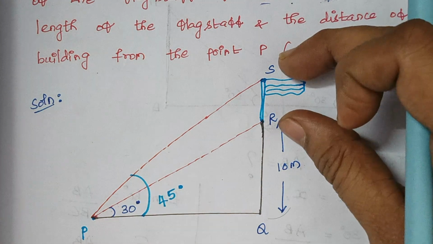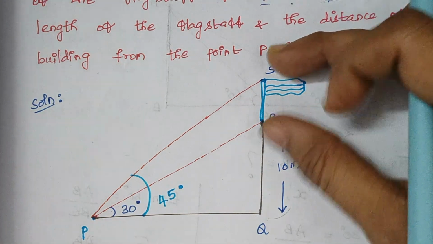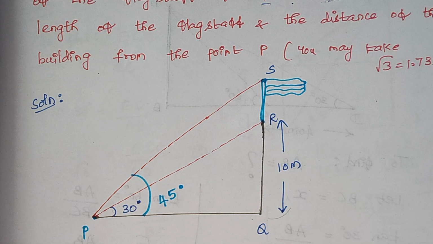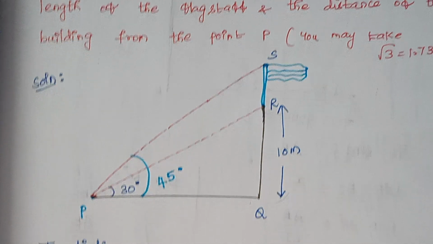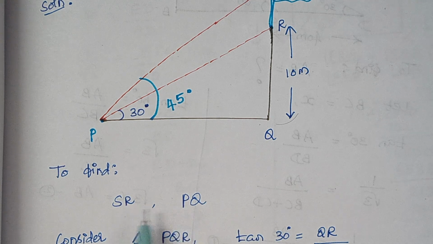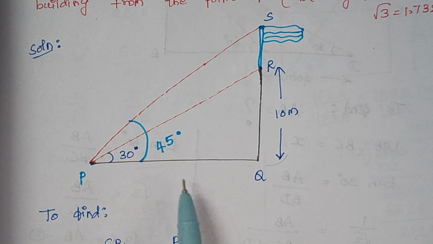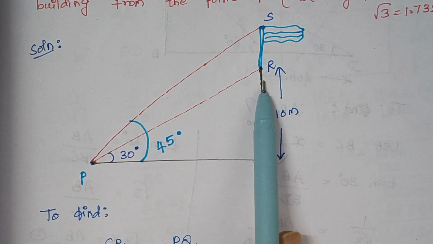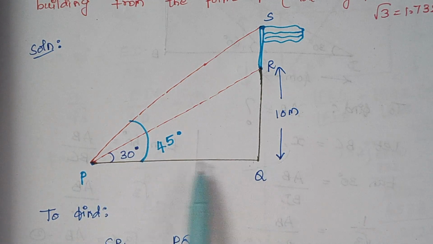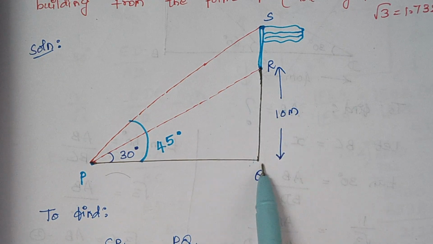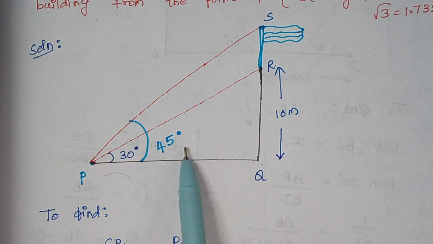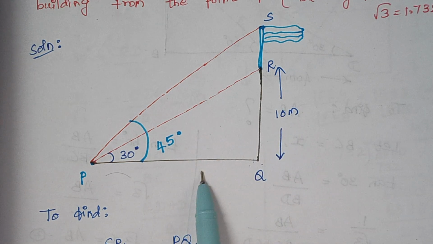You have to find the value of SR and you have to find the value of PQ. So the first thing is you just write what are all the things to be calculated. Again, naming of the triangle is up to you. First we are considering the triangle PQR, because I want PQ, and I know the value of RQ. So what is the thing that connects your opposite side and adjacent side? Obviously it is tan, right?